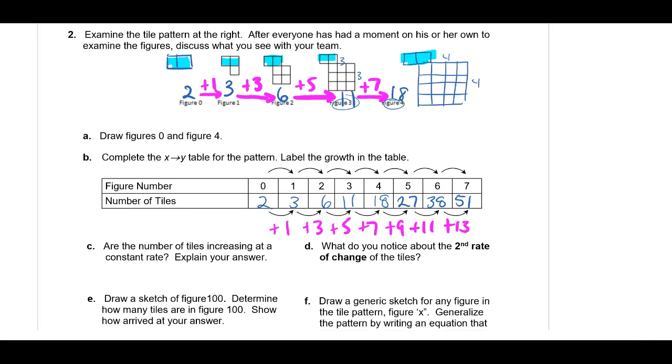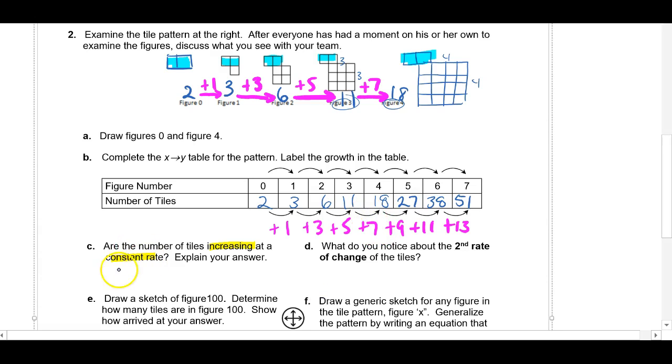Okay, so now the question is, are the number of tiles increasing at a constant rate? Constant means that the rate never changes. The rate is the same every time. But the rate is changing, because here it's 1, then the rate is 3, then the rate is 5. The rate is constantly increasing, but it's not constant, it's not the same, so no. The rate changes.